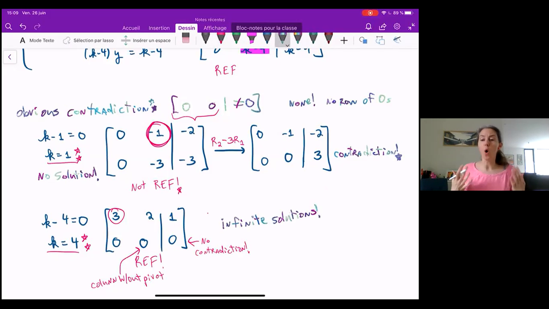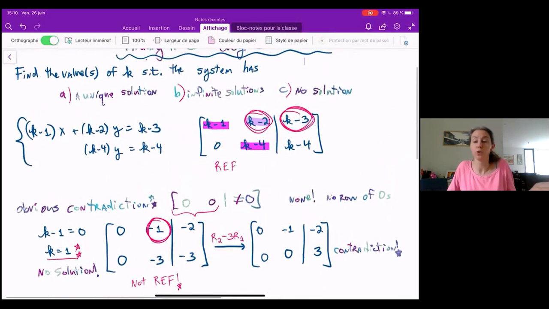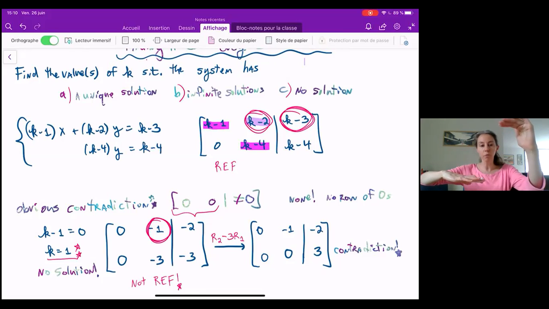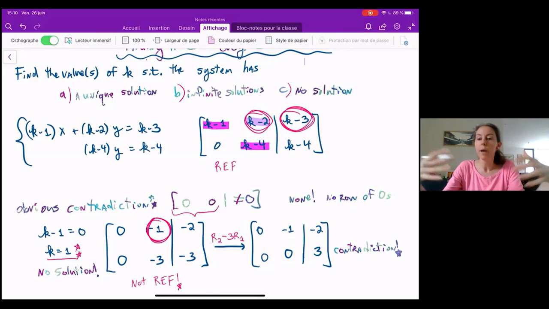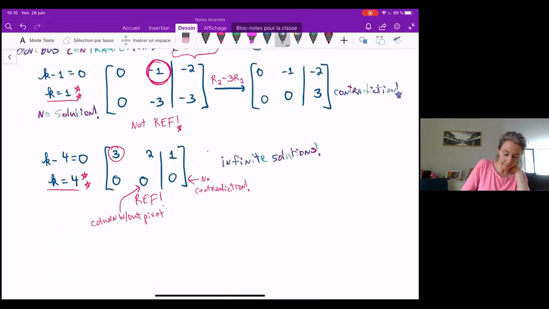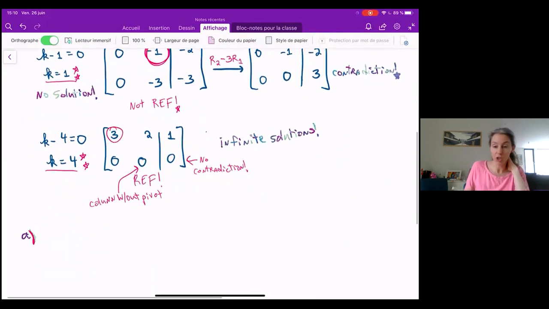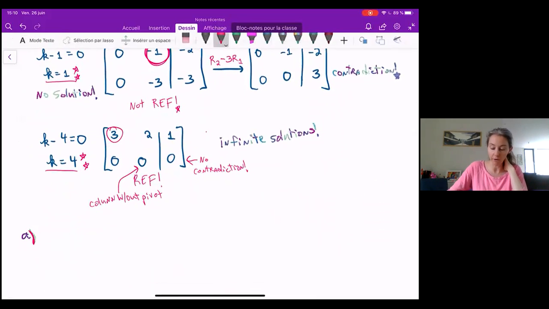Okay, so these are the only possible ways that we could have ended up with a column without a pivot. If k is equal to any other value, let's say k is equal to 2, for example, then that first k minus 1 is going to be a pivot, that second k minus 4 is going to be a pivot, we're going to have a pivot in every column, and we know that that represents a unique solution. So my unique solution happens at every place that we didn't check, because those are the places where I have a pivot in every column. I remind you, a pivot is any number other than 0. Pivots can take on any value in the whole world. They don't have to be 1.